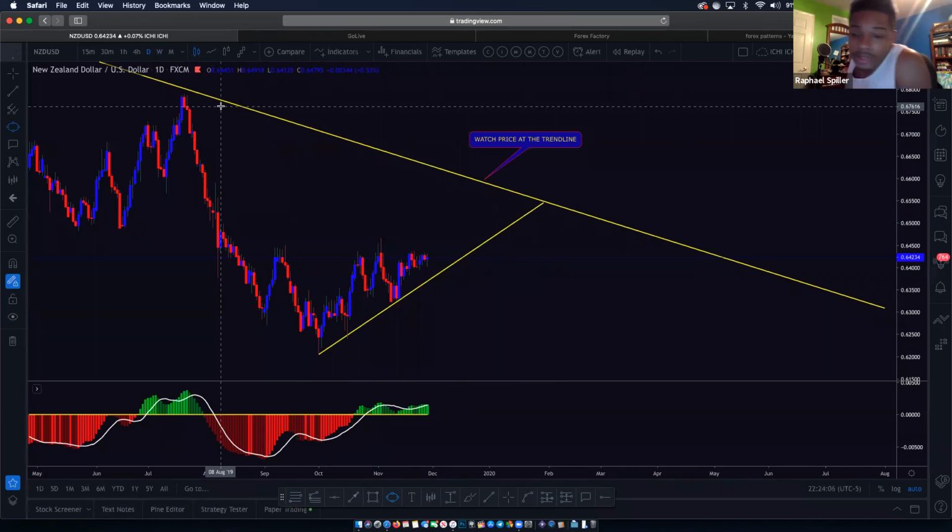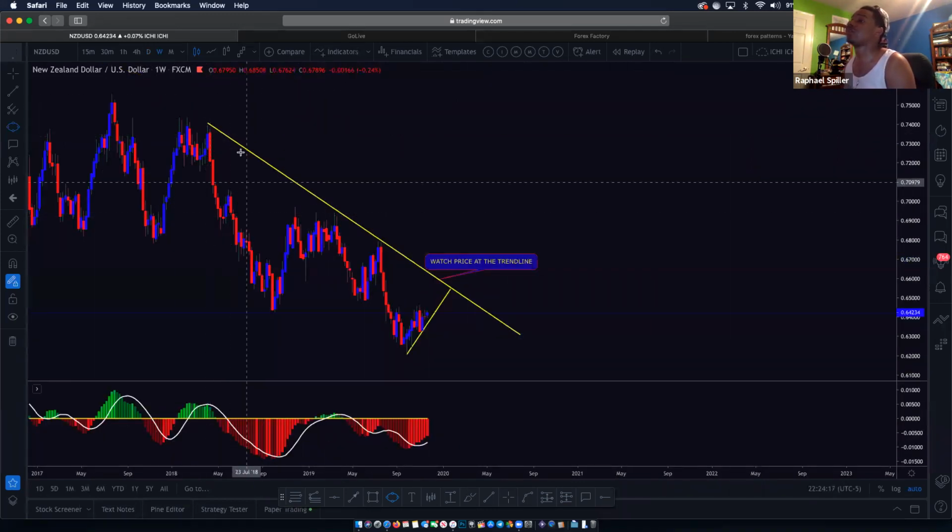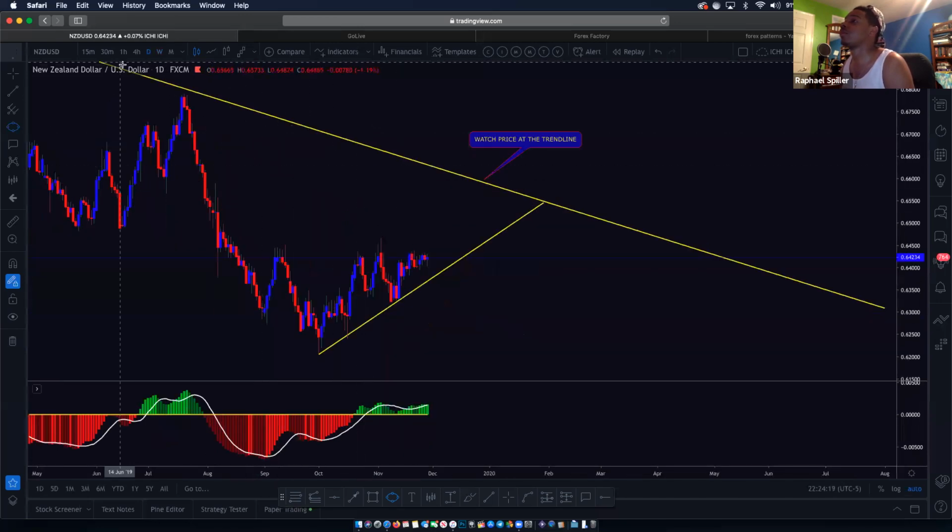You should always look at the weekly and monthly first when it comes to top-down analysis. How to know where to start drawing your trend line? At the wick. Draw from the wick.